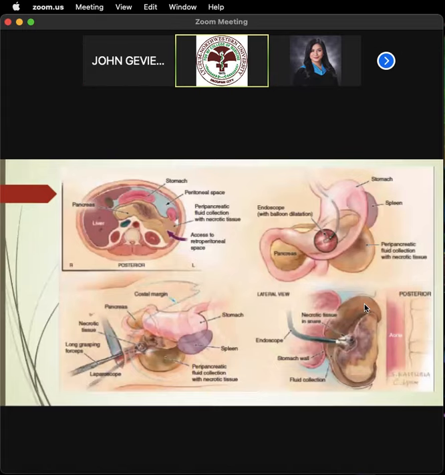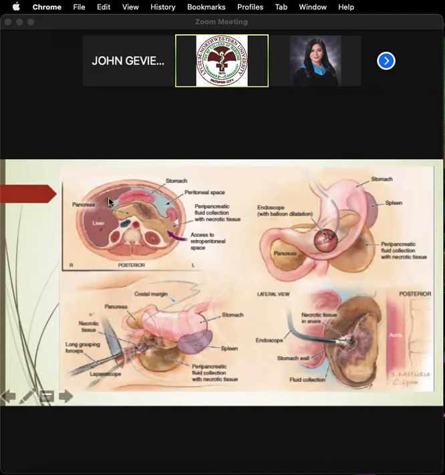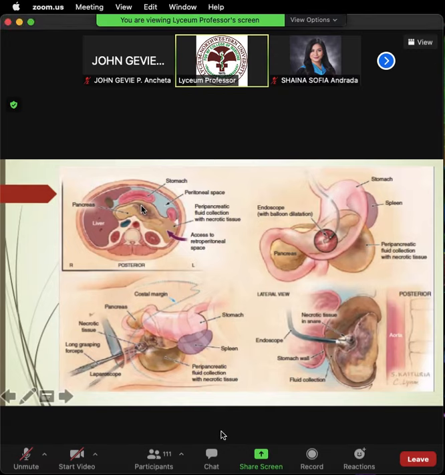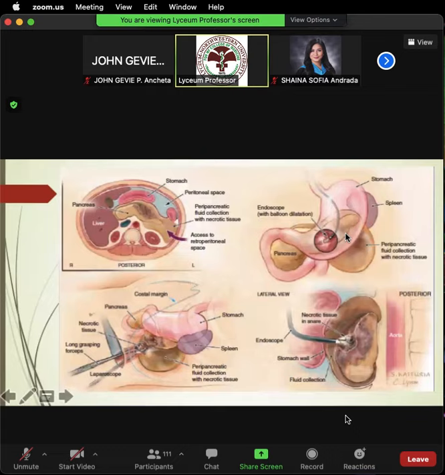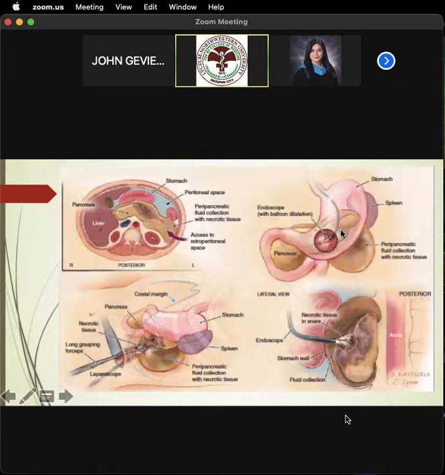Okay, this picture shows you the two minimally invasive interventions for local complications of acute pancreatitis. This one is a video-assisted retroperitoneal debridement. So, with the use of CT scan, you approach the necrosis at the back because your pancreas is retroperitoneal. Okay? Then you make a small incision, then you remove as much necrosis as you can. Necrosectomy.